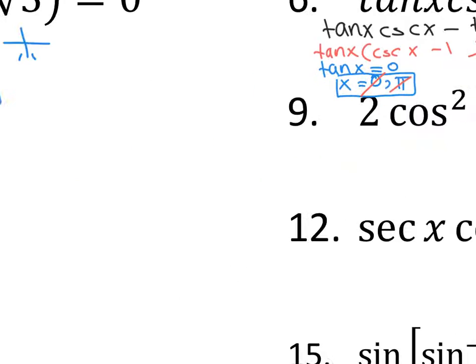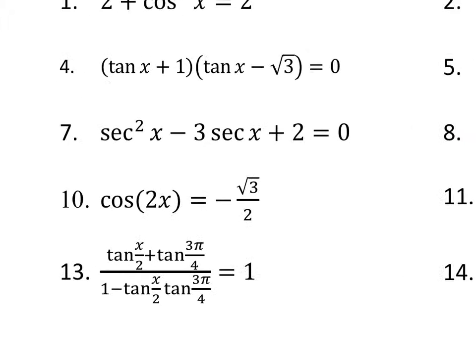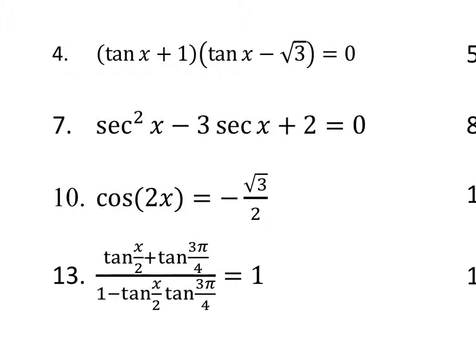So now let's move on to number 7, and I'm still solving from 0 to 2 pi. Now secant squared x minus 3 secant x plus 2. So this looks like a quadratic equation. So what multiplies to give me 2 and adds to give me -3? That's going to be -2 and -1. So the factors are going to be secant x minus 2 and secant x minus 1. Now I have two factors. Set each factor equal to 0 and solve. So secant x equals 2.